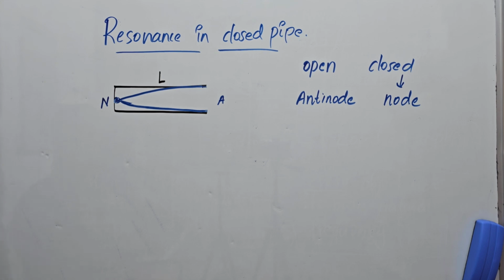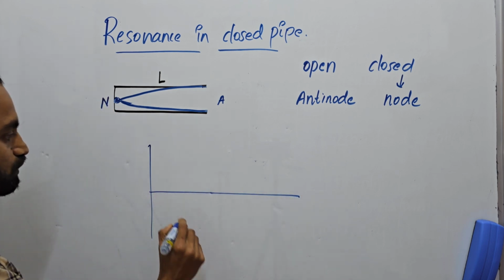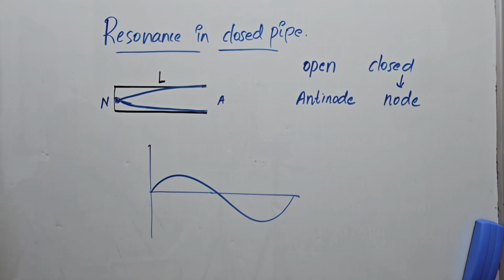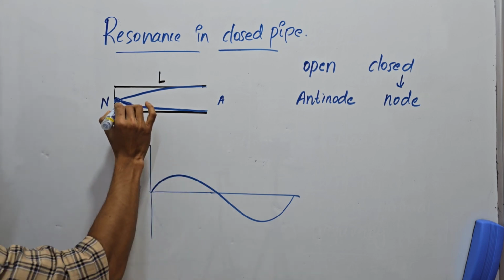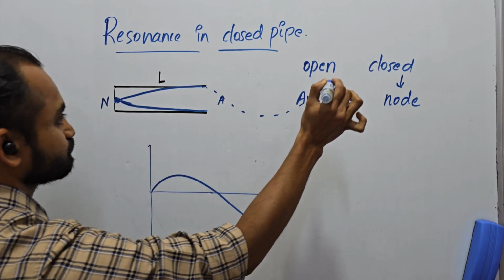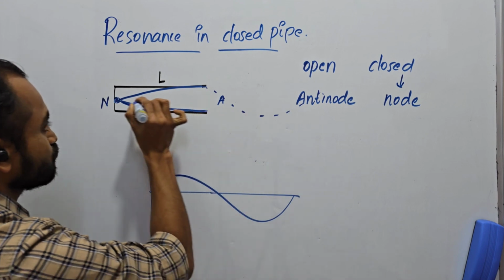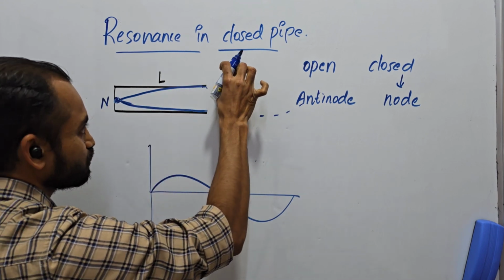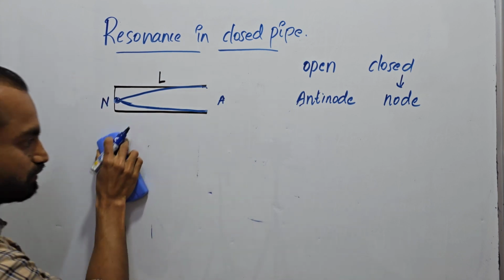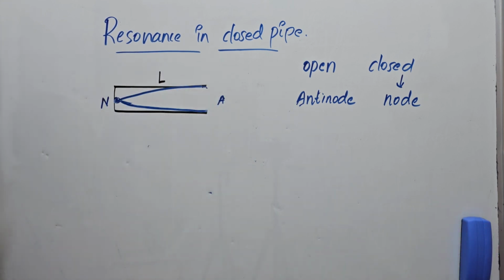Okay, students, you know how to draw a wave, right? How do we draw a wave? We draw a wave like this, right? This is one wave, correct? So here you can see this wave, if I draw completely, it will be like this. So what is this one? This is a quarter of a wave, 1/4 of a wave.